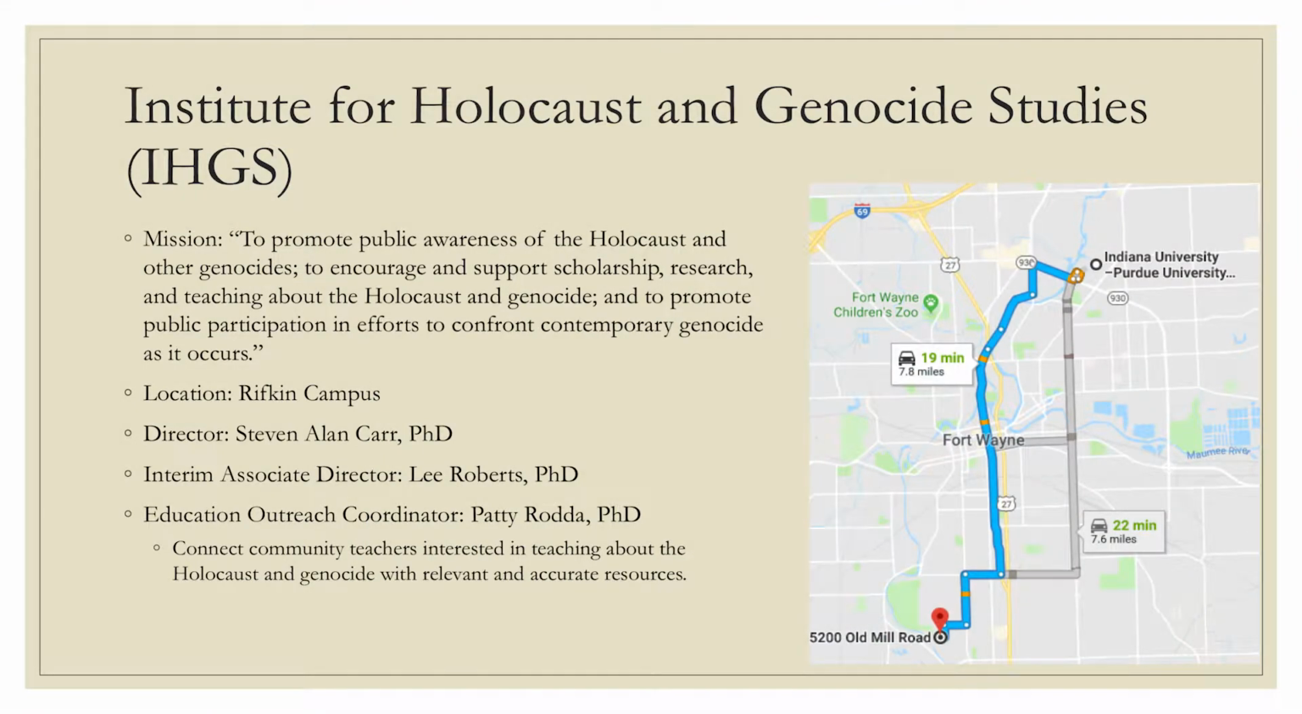So just as a quick background, the Institute for Holocaust and Genocide Studies is an institute from IPFW, and the mission is to promote public awareness of the Holocaust and other genocides, to encourage and support scholarship, research, and teaching about the Holocaust and genocide, and to promote public participation in efforts to confront contemporary genocide as it occurs. And the location is at the Rifkin campus. I mentioned this because the office of the Education Outreach Coordinator is at the Rifkin campus.